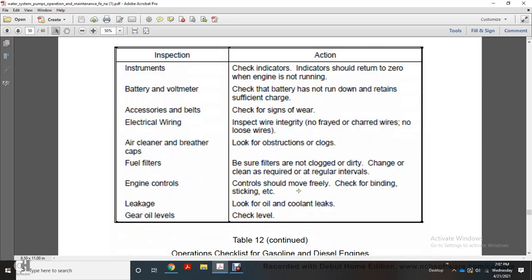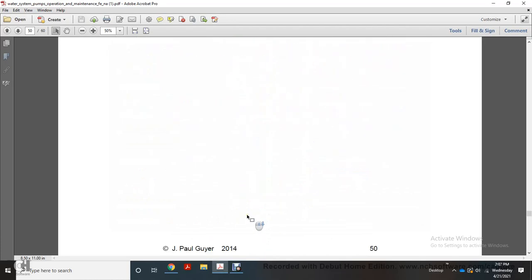Engine control: control should move freely. Check for binding, sticking, etc. Leakage: look for oil and coolant leaks. Gear oil level: check level.